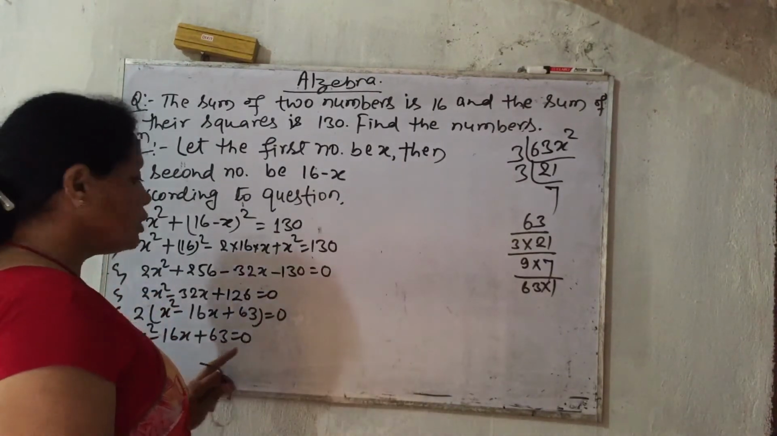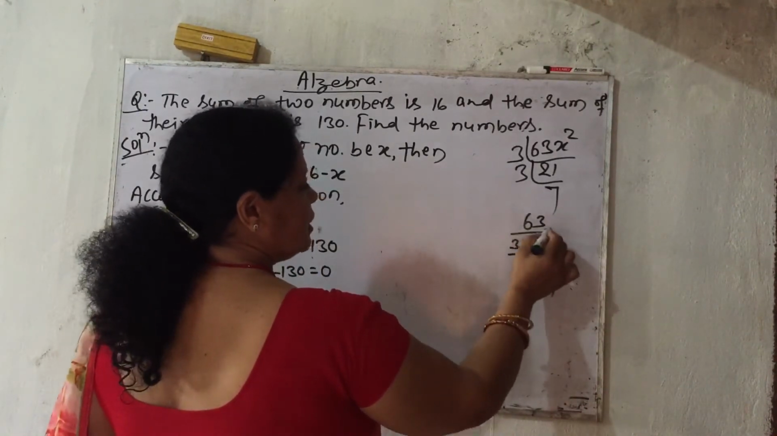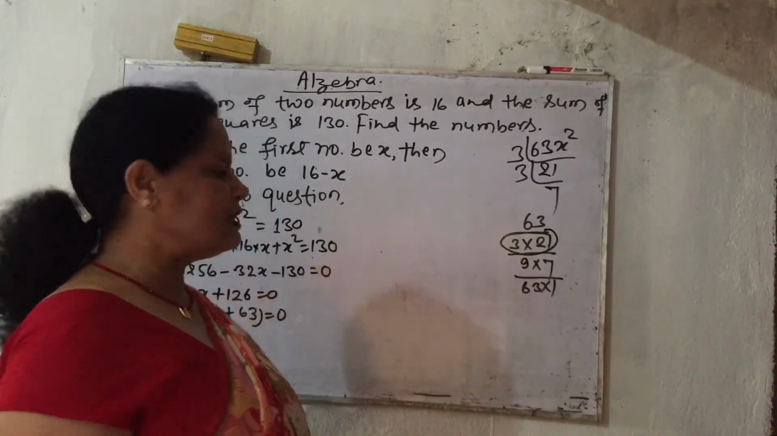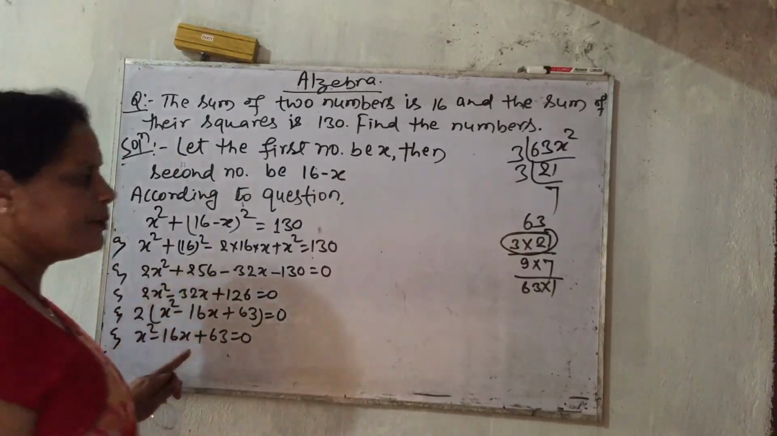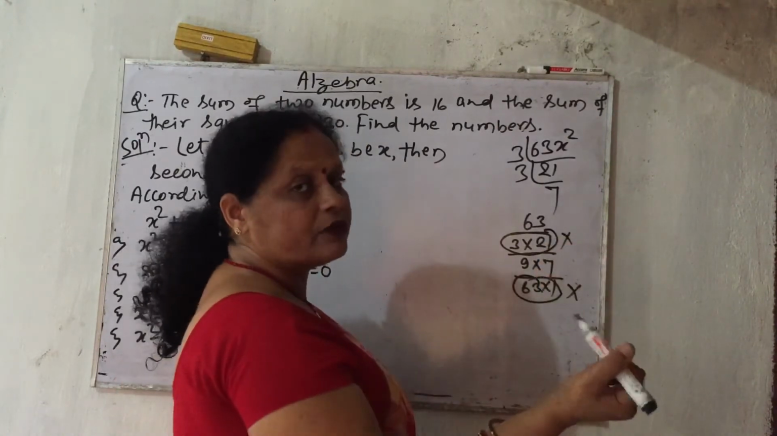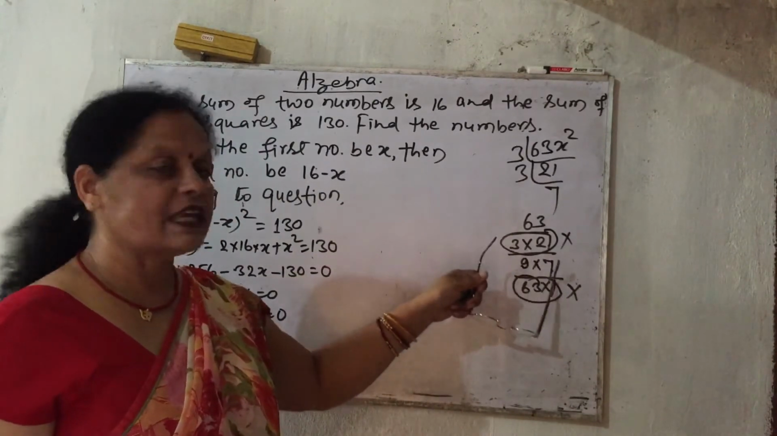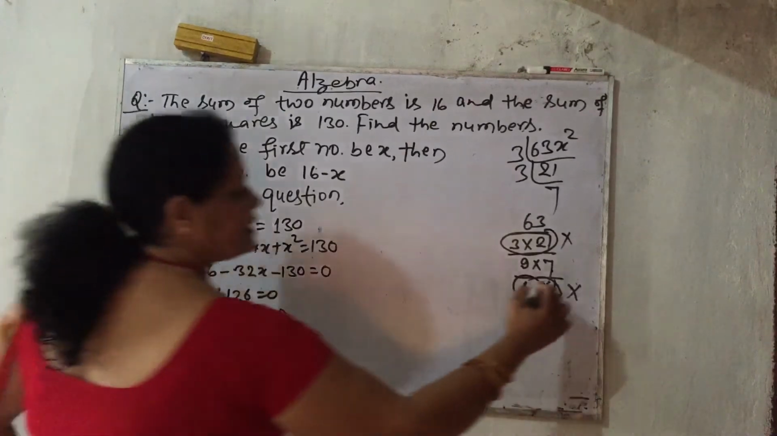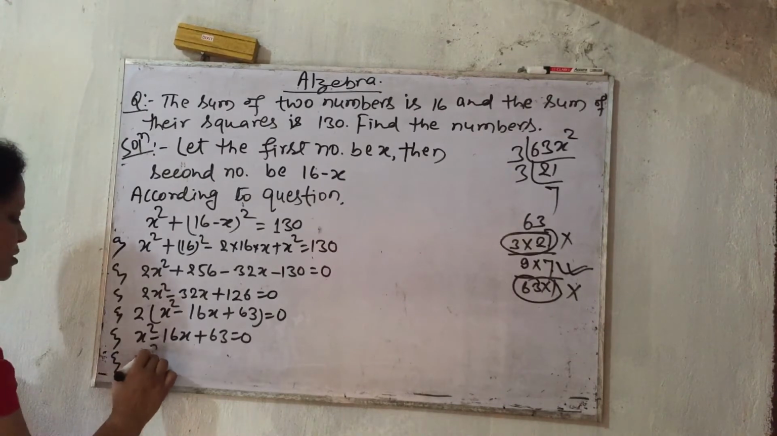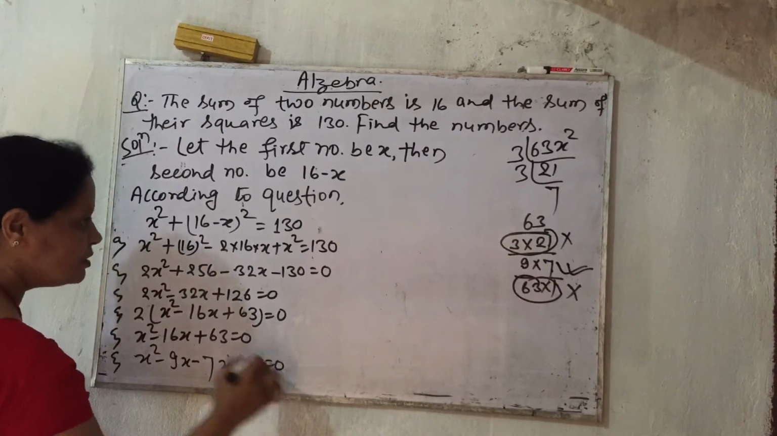Now let's see which factor pair is suitable here. Here we have plus 16 as the middle term. 3 and 21 add up to 24, which is not matching, and 63 and 1 is also not matching. So these two pairs are not suitable. But 9 and 7: 9 times 7 is 63, and 9 plus 7 is 16. So this pair is suitable. So x square minus 9x minus 7x plus 63 equals 0.